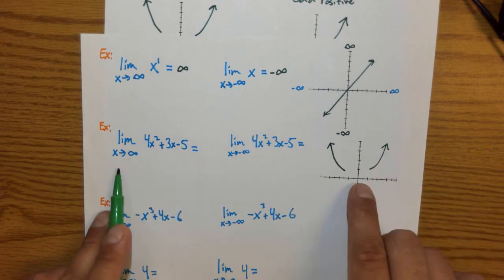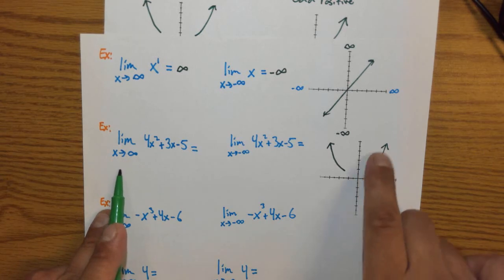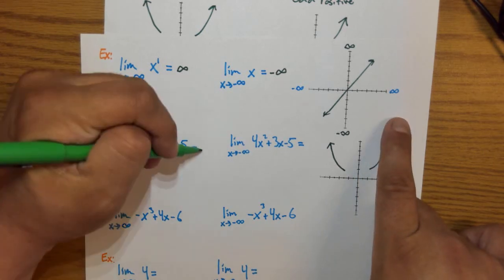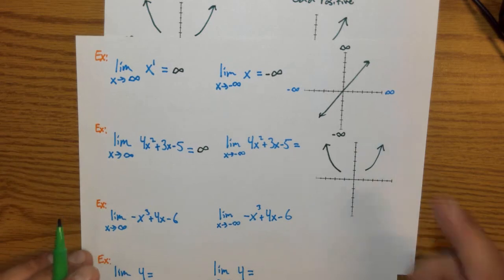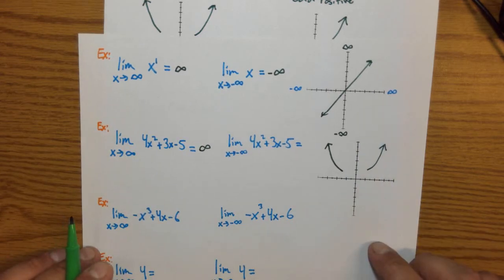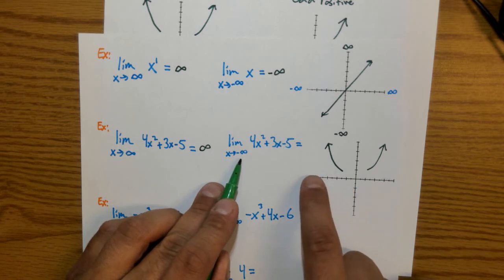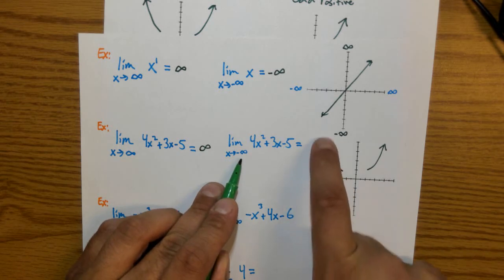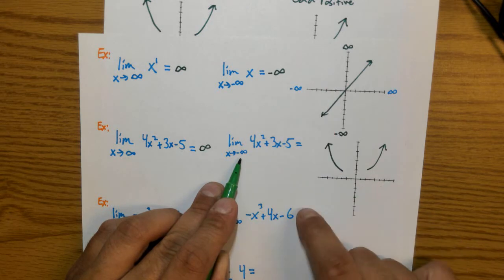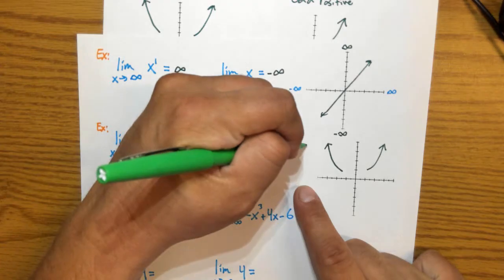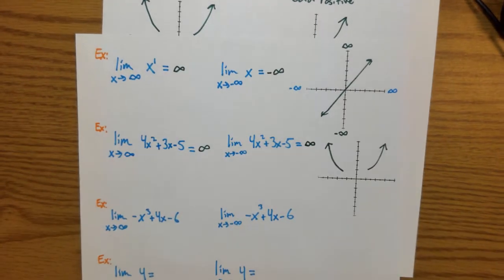So, as x approaches positive infinity, well, we're trending up. Y is also going to be approaching positive infinity. That's our limit there. And what about the same function if we take it towards negative infinity, as we take it towards the left? Well, it's still trending up, isn't it? So, because it's even, it's also going to approach positive infinity. All right?